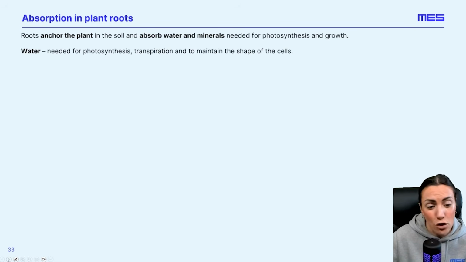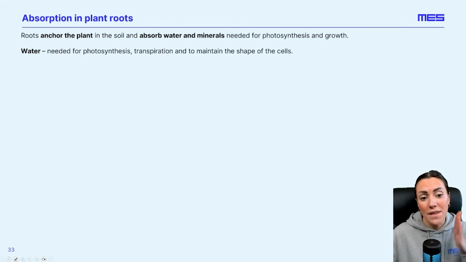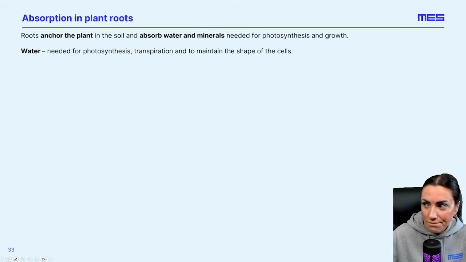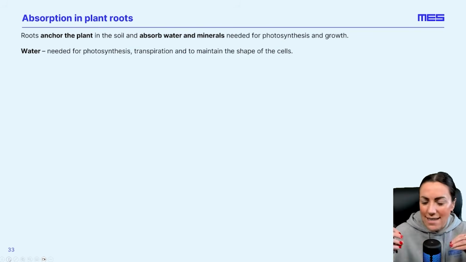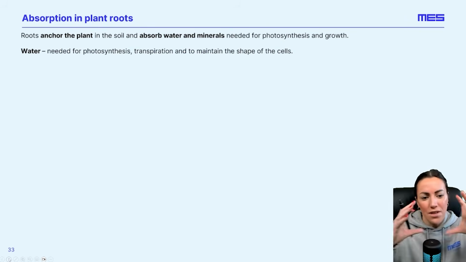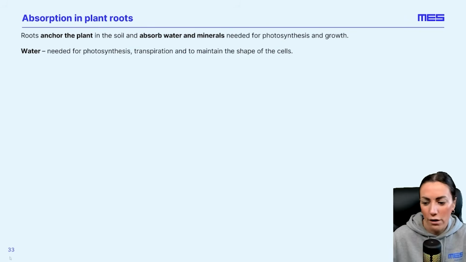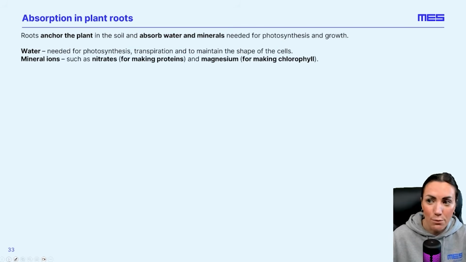They also need it for transpiration, so it will move up the xylem in the transpiration stream and it will evaporate out of the stomata. Helps to keep the plants cool. Also does help to maintain the shape of cells, because if a cell is full of water, we say it's turgid. We're going to do that in a second, but it helps to strengthen and support the cells and give the plant overall structure. So water is very important.